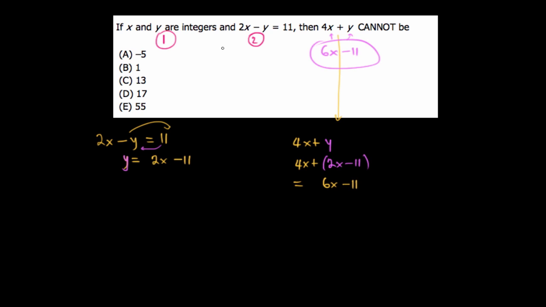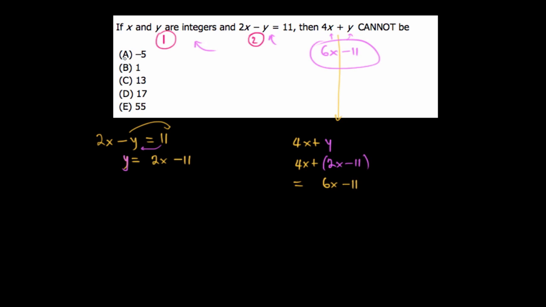In other words, this question simply implies that if x and y are integers and 2x minus y equals 11, then 6x minus 11 cannot be which of these? Note, we obtained 6x minus 11 just based on the information we have here. We have not used the fact that x and y are integers, that is, whole numbers. Now let me begin. It says 6x minus 11 cannot be which of them.